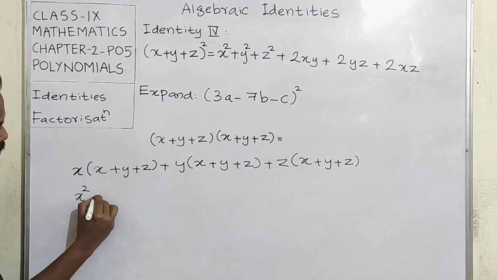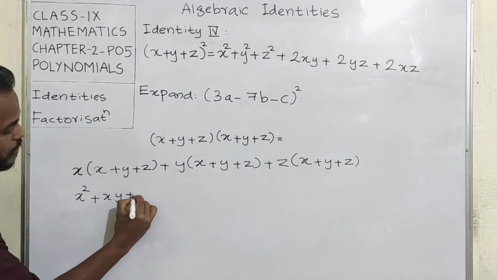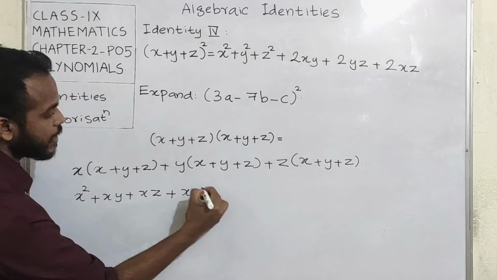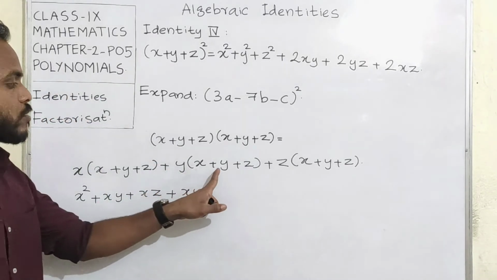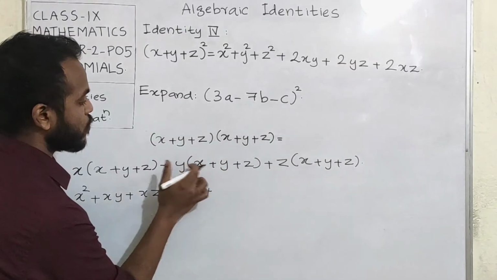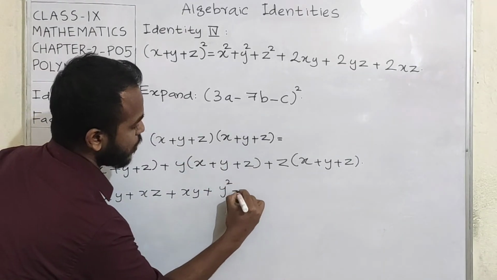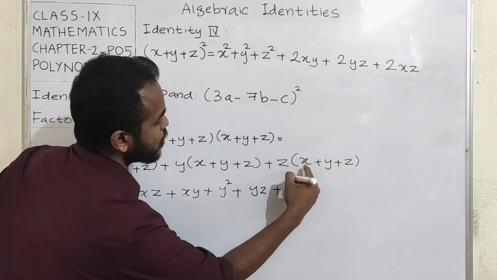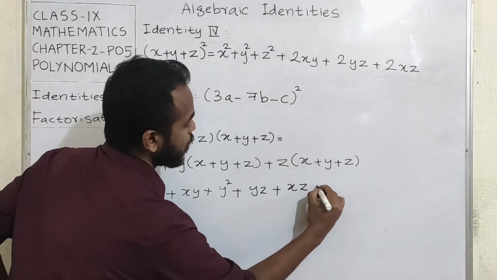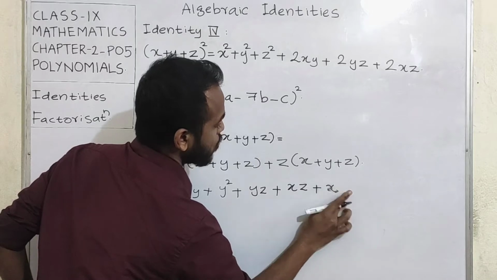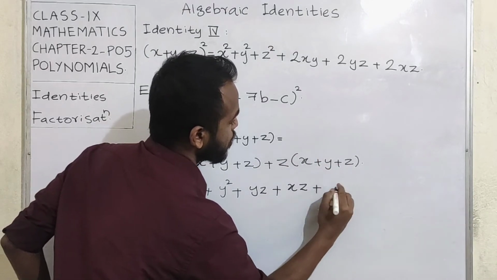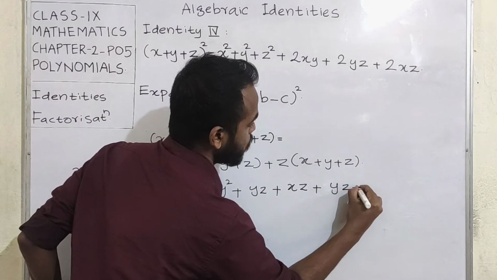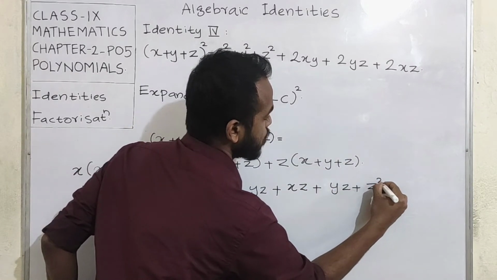So that is x square plus xy plus xz plus xy. I am writing in alphabetical order so that we don't make any confusion. y into y is y square, plus y into z is yz, plus x into z is xz, plus z into y is yz, plus z into z is z square.